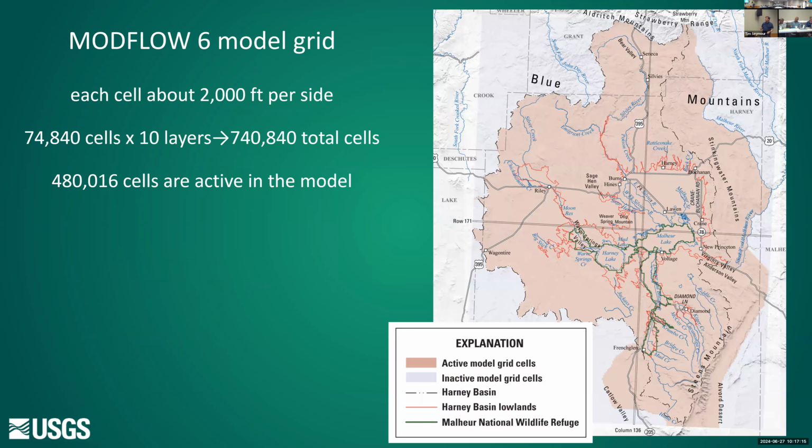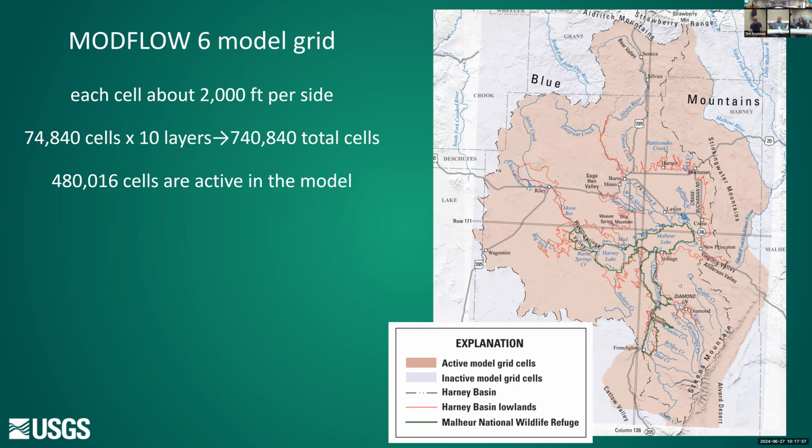And then this actually kind of shows the extent of the groundwater model, the Mod 6 model. So all the areas in that pinkish tan color are active cells or boxes in the groundwater model. So you can see that we extended it. Keep looking up there.